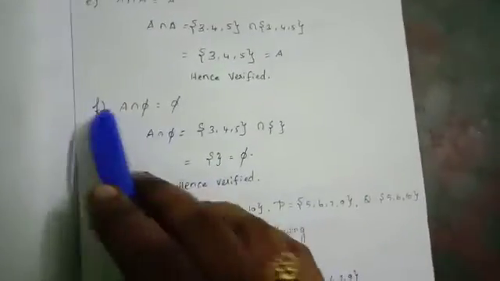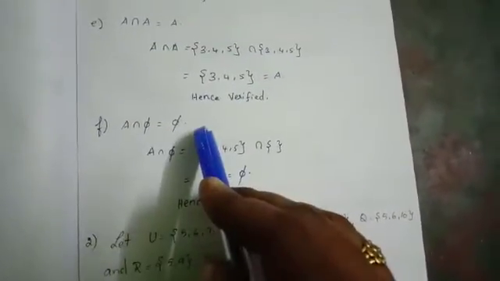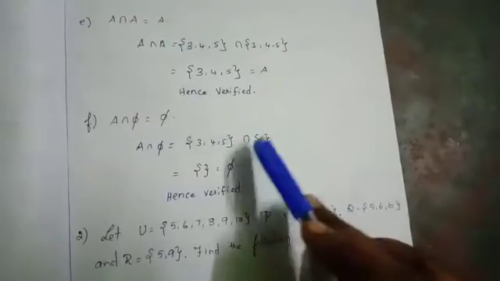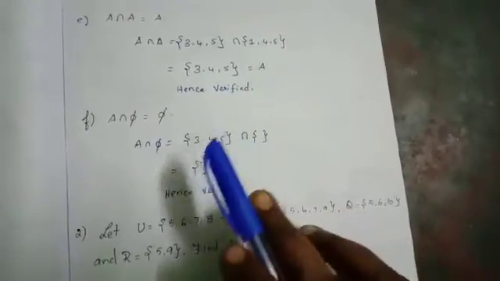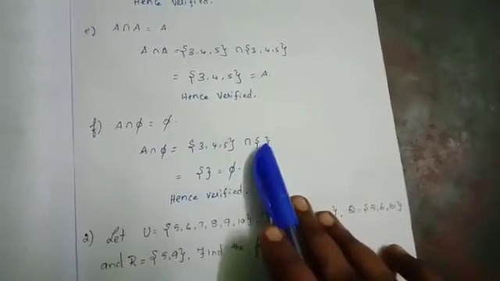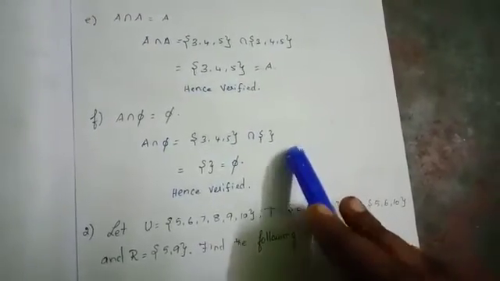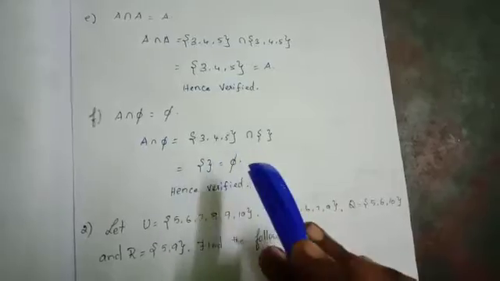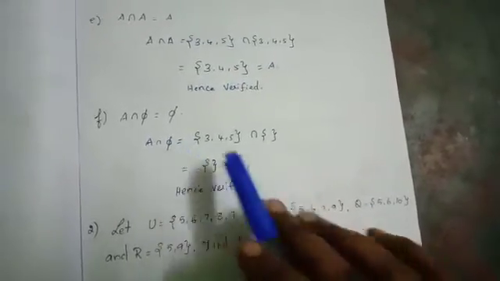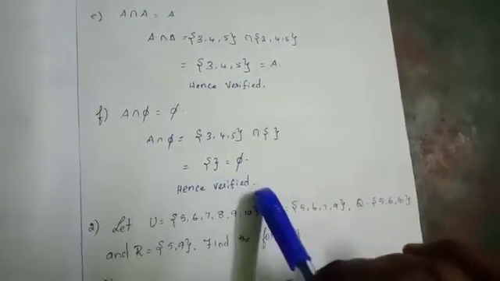The last one, F subdivision. A intersection of the empty set is equal to empty. A term intersection empty term. Intersection means common. Both having the common means empty only, because the number is not there in the second set. So the empty set is the answer. This is nothing but the left hand side is equal to the right hand side, hence verified.